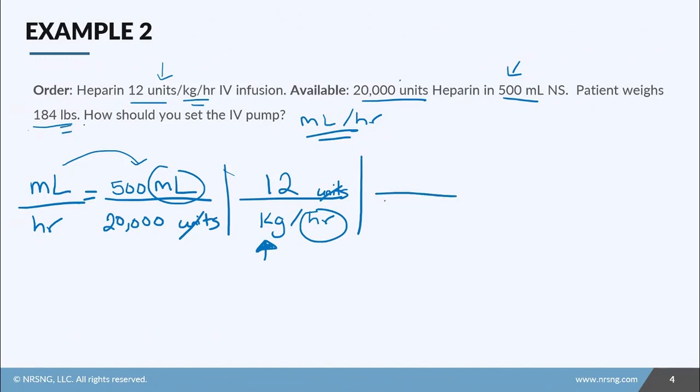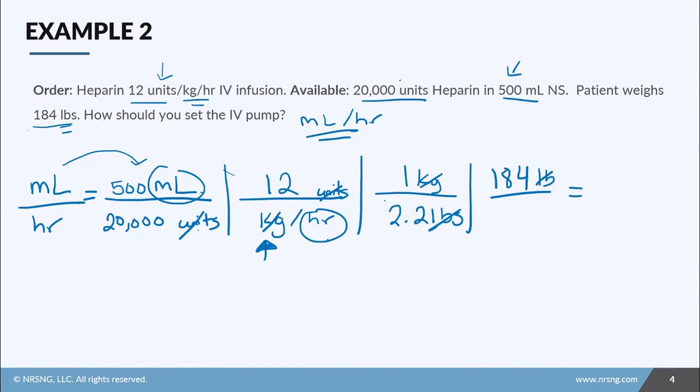Nope, but we can convert. 1 kilogram is 2.2 pounds. Cancel kilos, bring the pounds up. What do we know? Patient's 184 pounds, cancel, cancel. So again, with dimensional analysis, the goal here is to cancel everything till we end up with only what we want. We've canceled everything except milliliters per hour, so we know we're good to solve.